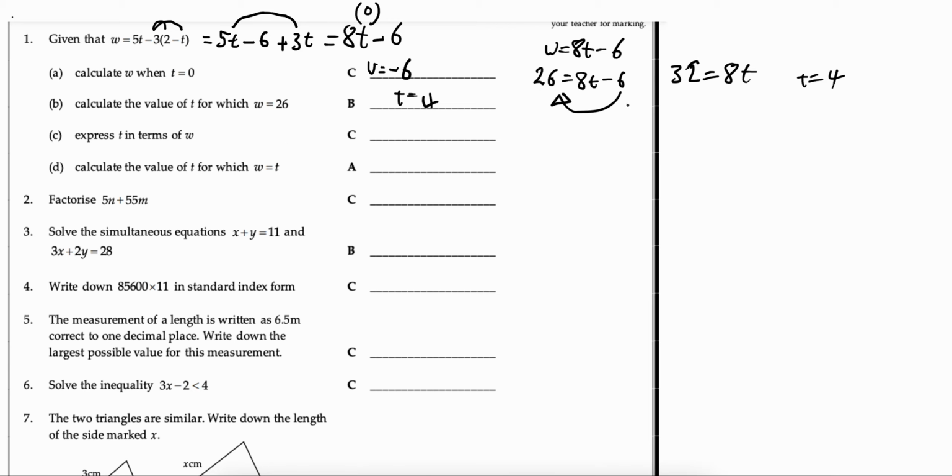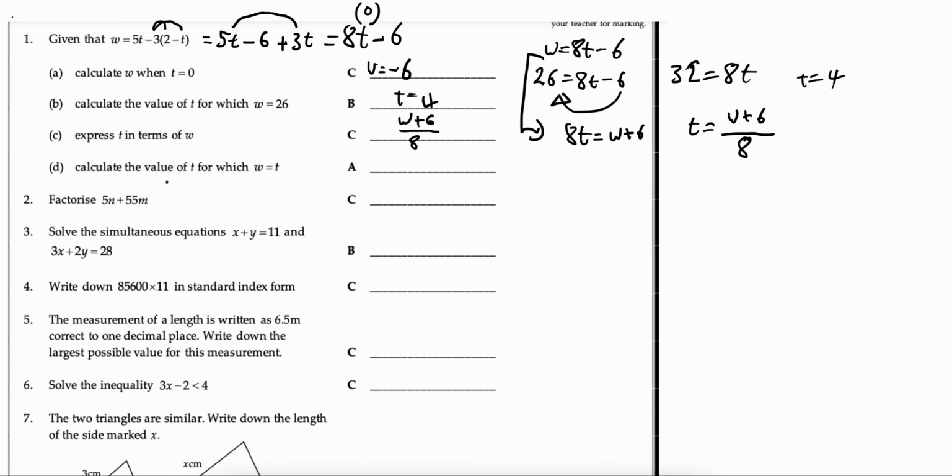Express t in terms of w. So we're taking this equation now, and we're moving everything from the right to the left so we can isolate t. So first we will have 8t is w plus 6, and then we need to divide by 8. So we get t equals all of the right-hand side divided by 8, because this is a multiply. So t equals (w plus 6) over 8.